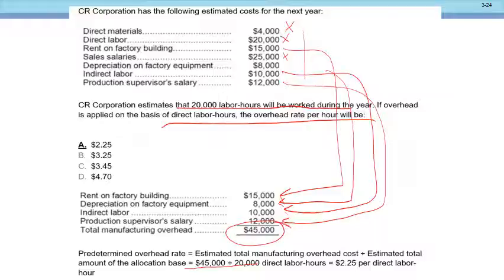So the only thing that made this question different from the other ones we were looking at is instead of just giving you the overhead cost, you had to go through a list of items and figure out which ones were overhead, which ones were product cost. And we had an exercise like that in Chapter 1. Remember the one where we had X's and you had to figure out whether they were product cost or period cost? So very similar approach there. Okay, good.